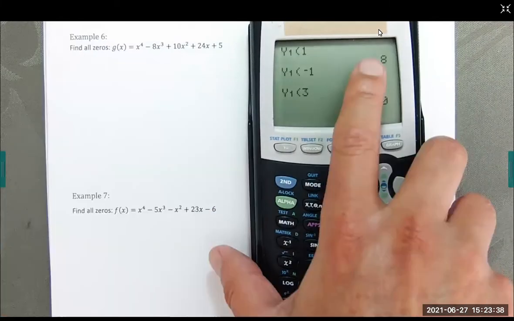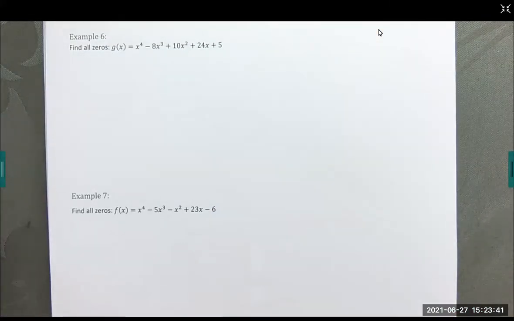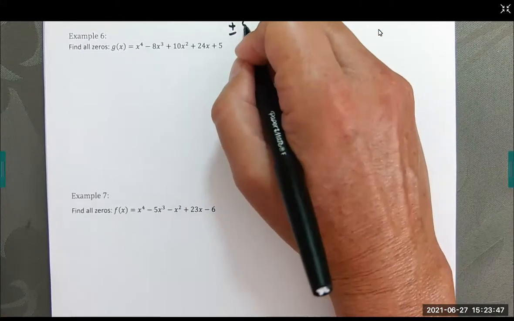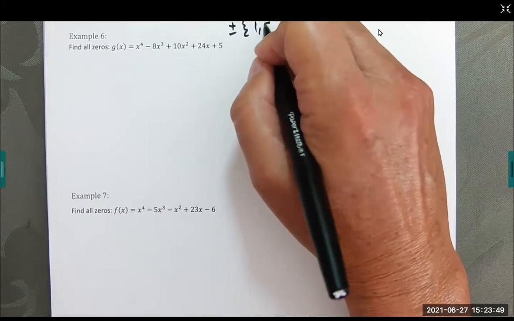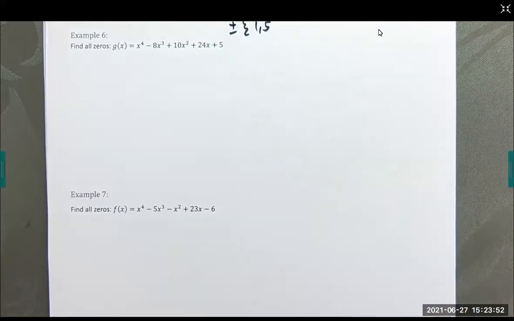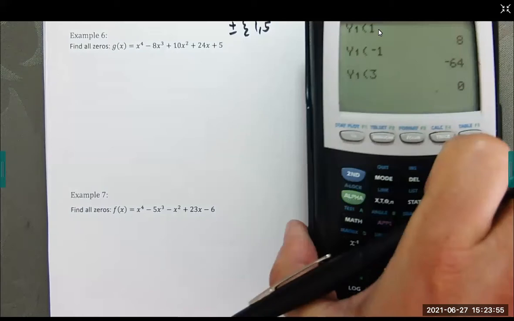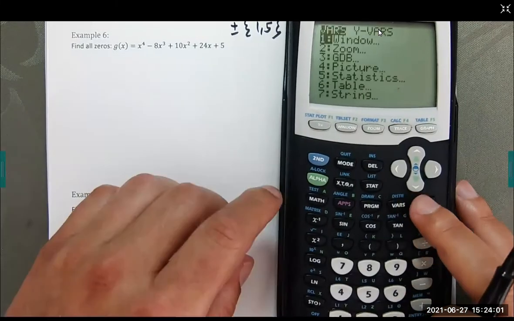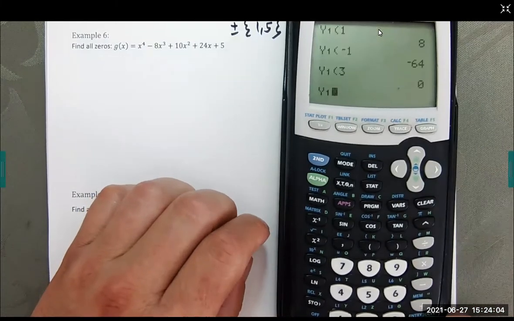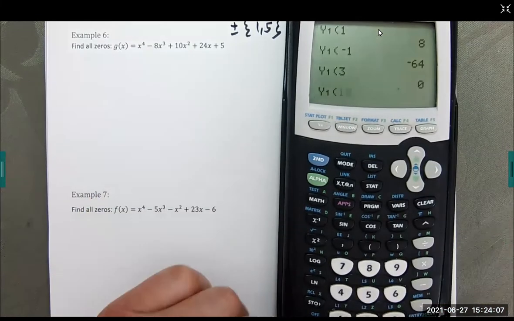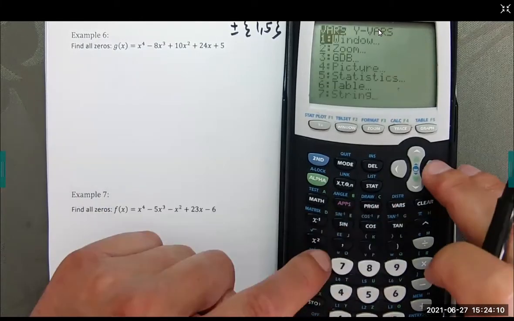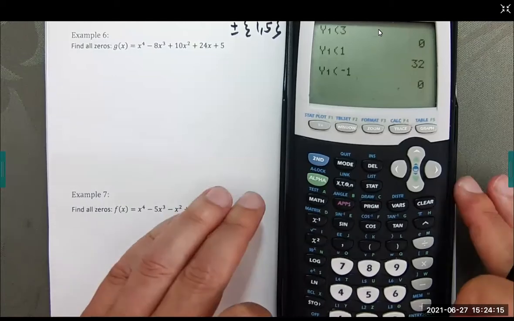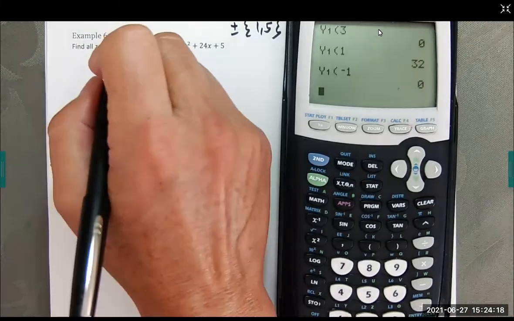All right, and let's write out our possible zeros, because that's a 1, that's nice. So all we have as possibility is going to be 1 or 5. If it's not one of those, then they're all complex. So let's start. This shouldn't take very long. So again, vars, y vars, function, y sub 1, and we'll try 1. Nope. Let's try negative 1. There we go. So x equals negative 1 is 0.